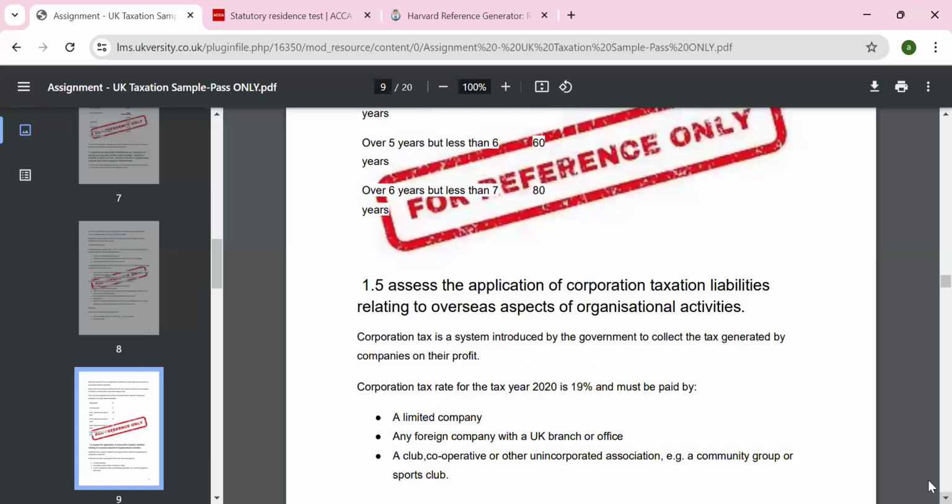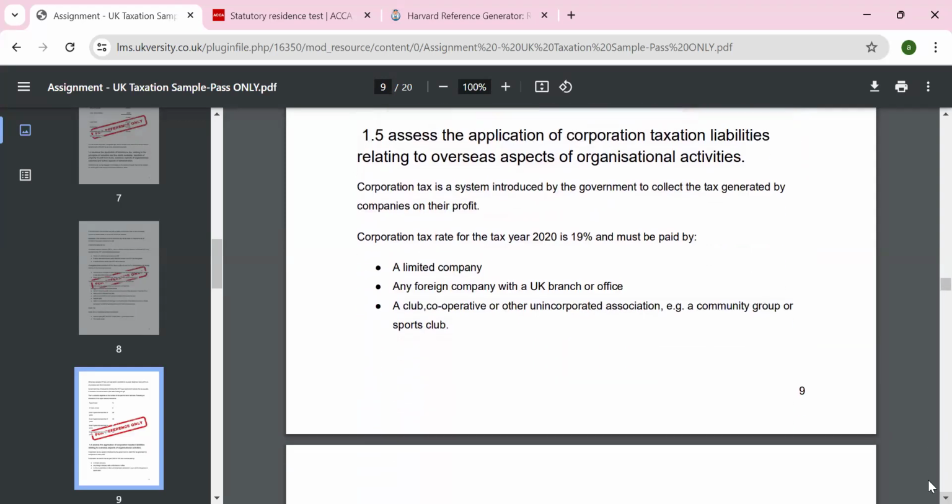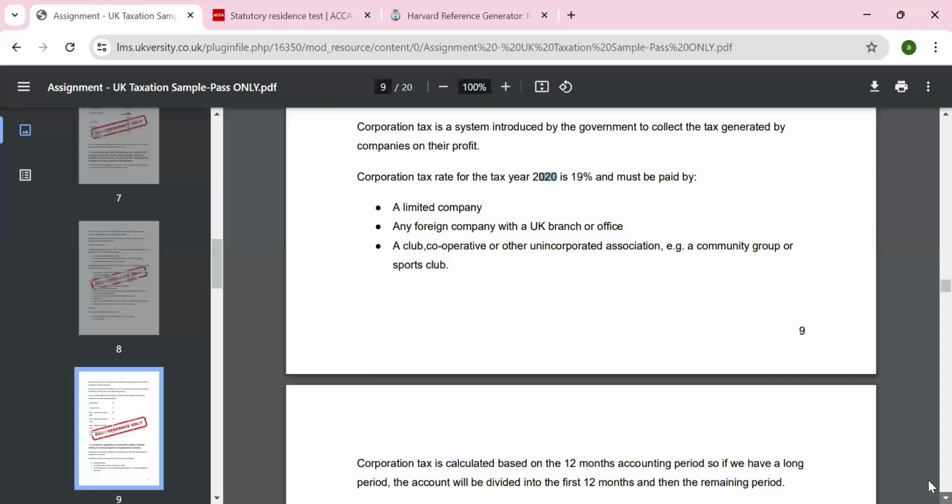Lifetime connected person, that addresses the learning outcome: assess the application of the corporation tax rules relating to the overseas. So we can look around the corporation tax system. We're in 2023 this year, and corporation tax is still 19%, unless it has changed. So we can look around within the Finance Act: limited companies, any foreign company with a UK branch, and the foreign elements within it.